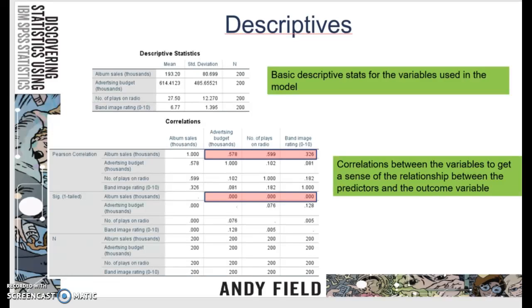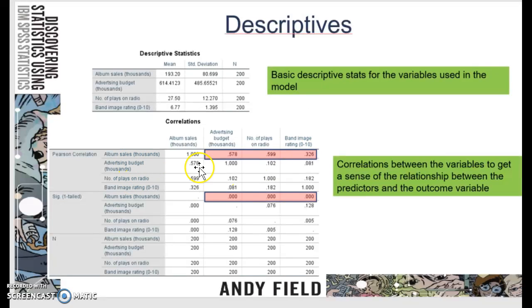Okay, so I'm just going to walk through each of the outputs that you get. When you run a regression, these are the tables you are going to get based on the analysis that we use. First of all, you get your basic descriptives table, which gives you your means for each of the variables, standard deviations, and how many people. Then you get your correlations, all right? In this case, we're looking at the correlations of each of the variables with album sales.